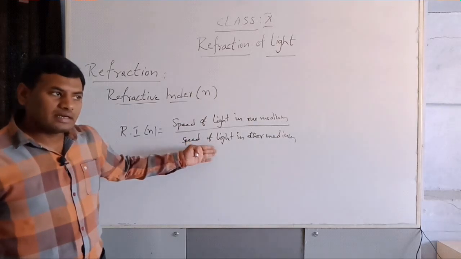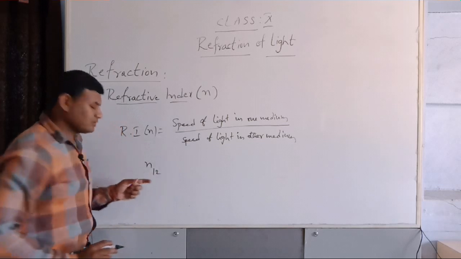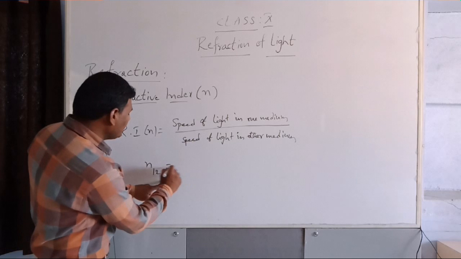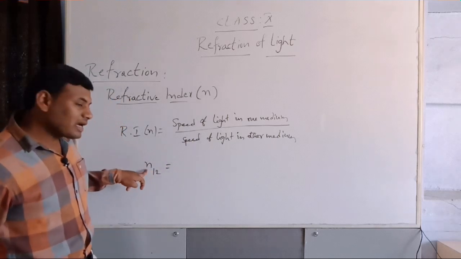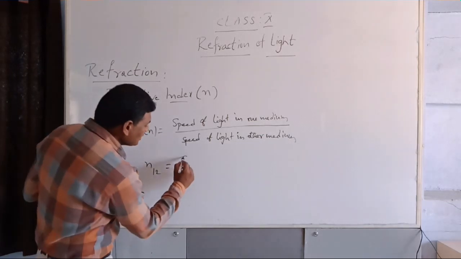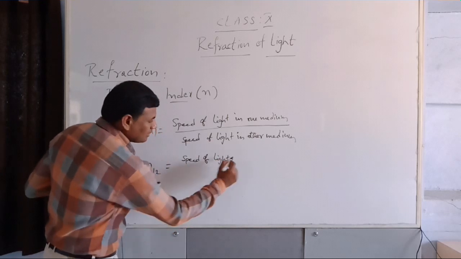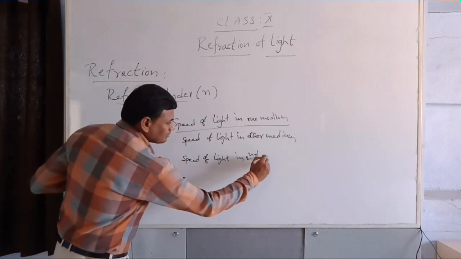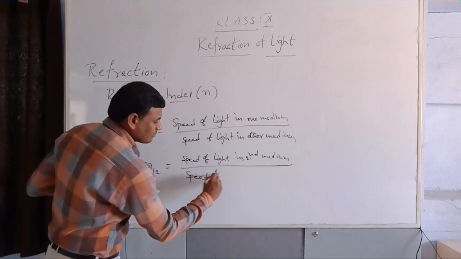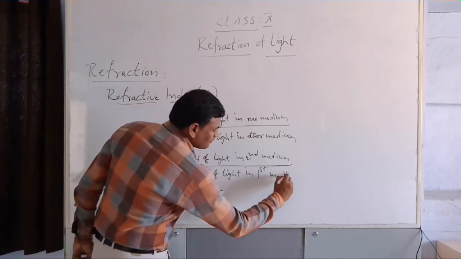So refractive index can be calculated as follows. N12 represents the refractive index of the first medium with respect to the second medium. That can be calculated by using the speed of light in the second medium by the speed of light in the first medium.